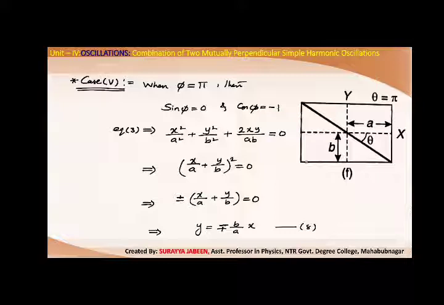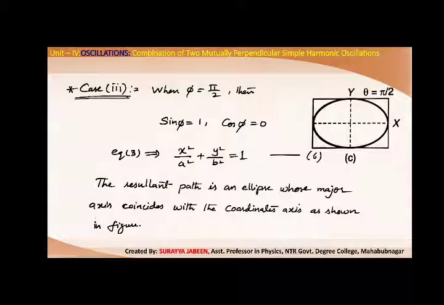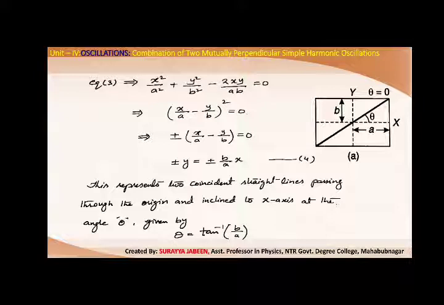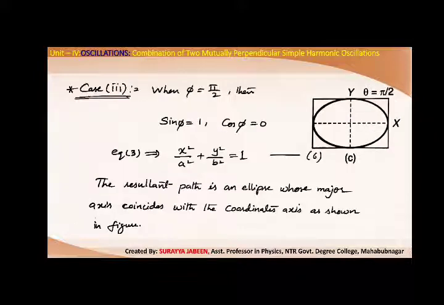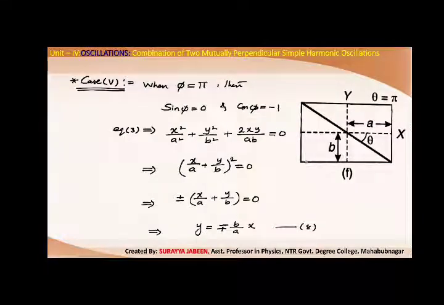As you got in equation 1, the first case, same, but here we got minus. Now we get plus here. Same, but plus sign here. Then we can write x by a plus y by b whole square equal to 0. In the previous first case we got minus here. Instead of that we get plus here. Then x by a plus y by b equal to 0, or y equal to minus or plus b by a into x. Same equation, straight line equation.